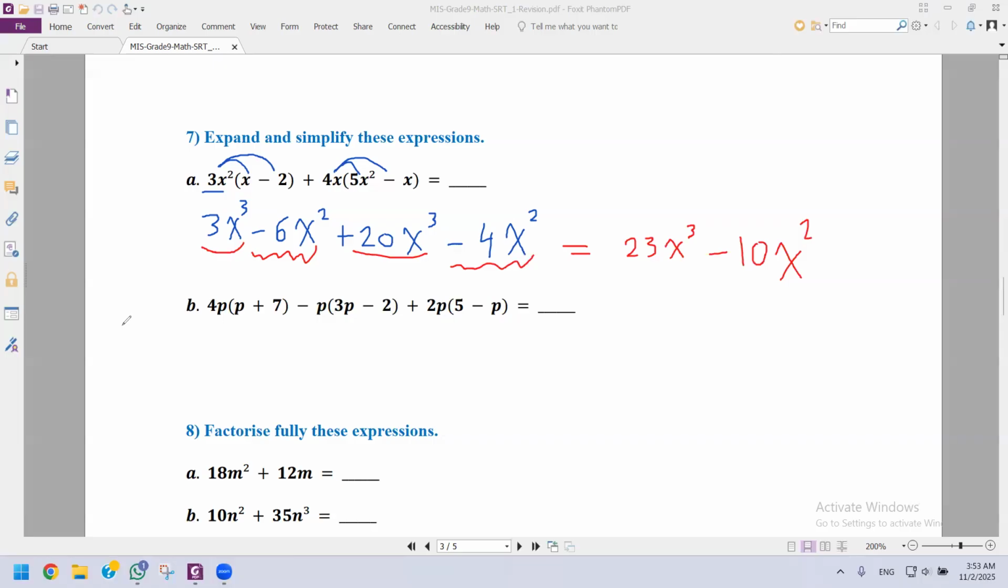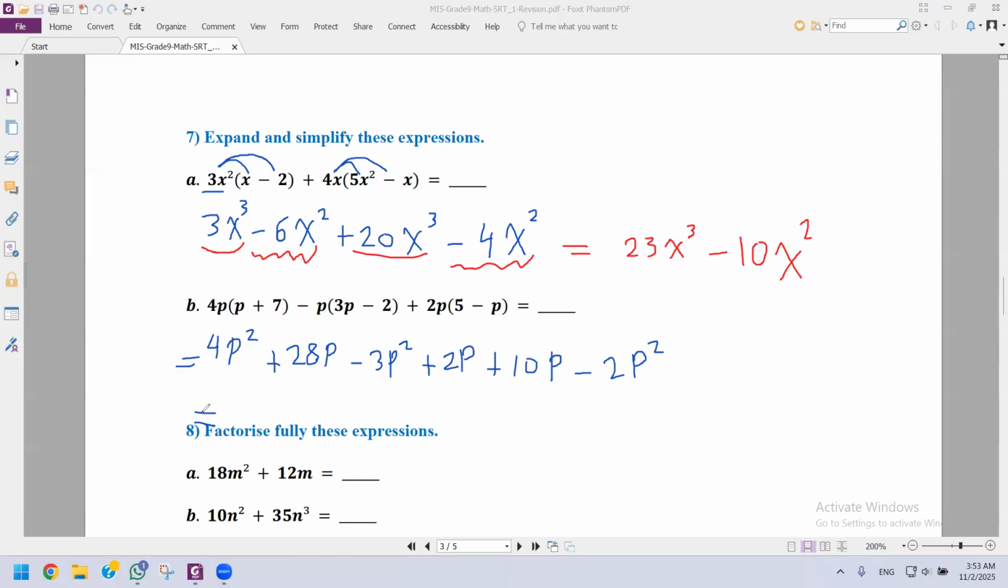Now part B. Do the same thing. Let's multiply them. 4p squared plus 4 times 7, 28, p, minus p times the 3p, minus 3p squared. Minus times minus, plus 2p, plus 10p minus 2p squared.